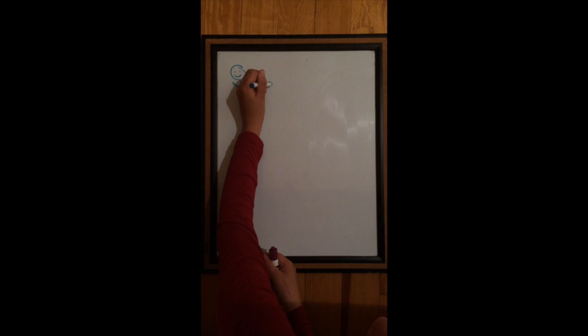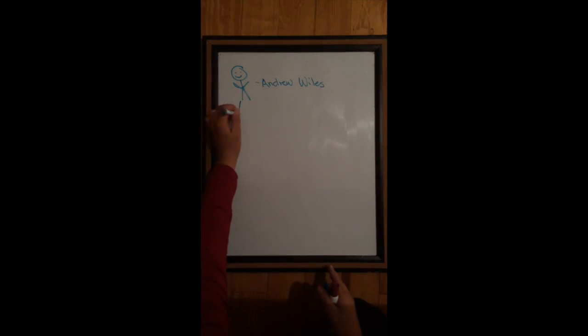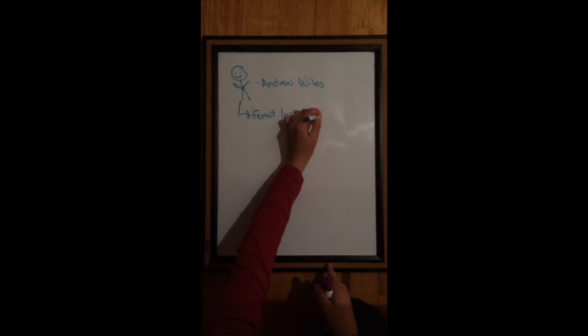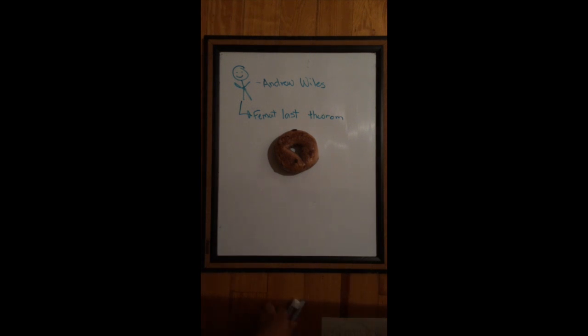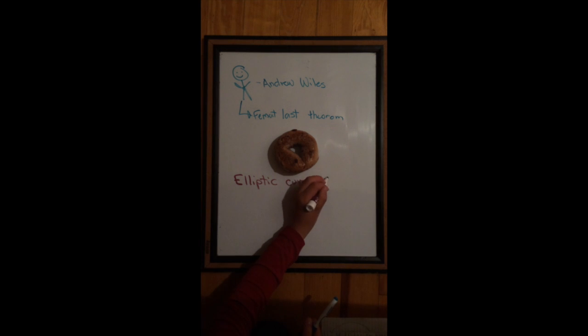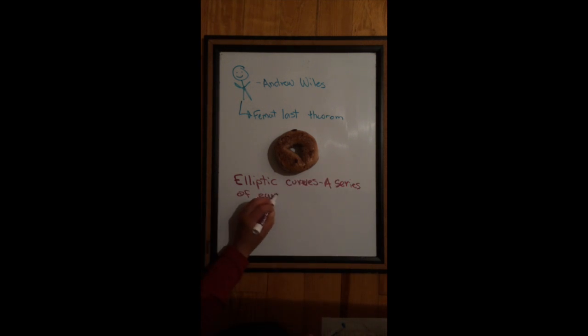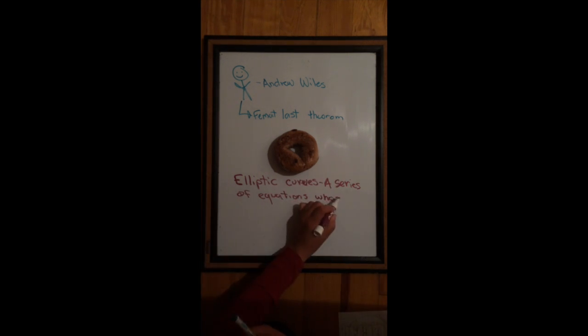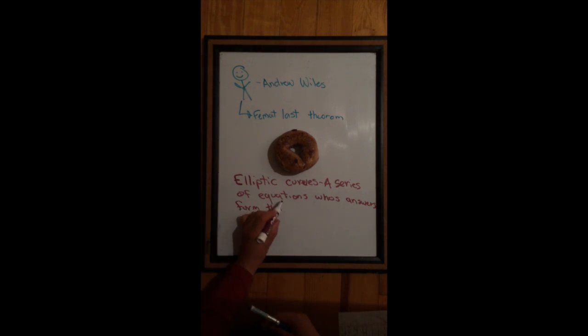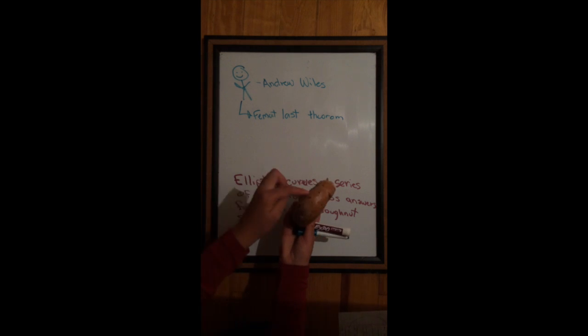The proof of Fermat's last theorem began to be solved by a guy named Andrew Wiles. He began studying elliptic curves. An elliptic curve is a series of equations whose answers form the shape of a donut. So every point on this donut is equal to that of an equation.